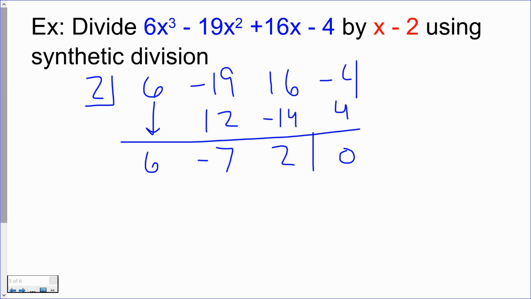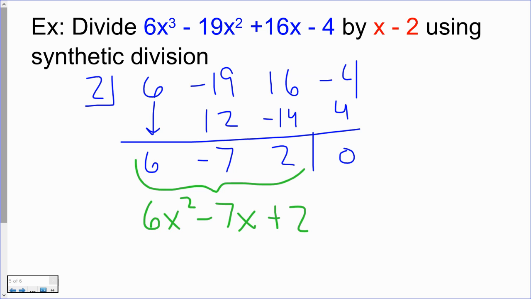Now the last little bit is, what is my answer here? So I have to take these numbers. What you get out is always 1 degree less than we started with. We started with x to the third. This is going to be an x squared. So these are coefficients, so 6x squared. And then that -7 will be 1 less, so it's -7x. And then that 2 will be my constant term. So this is my solution to that, and it has a remainder of 0.